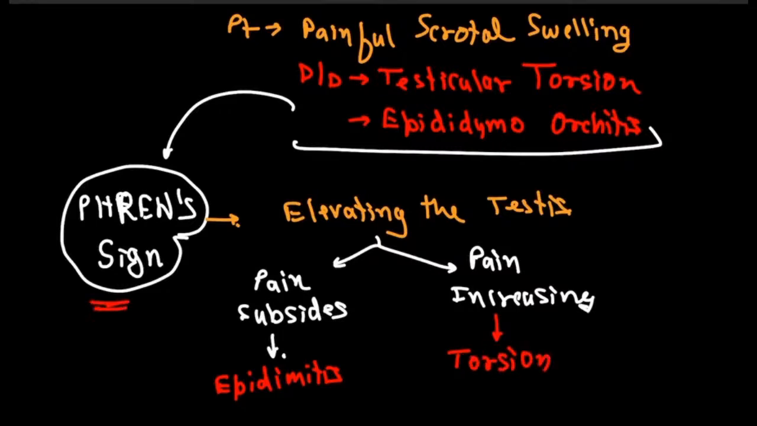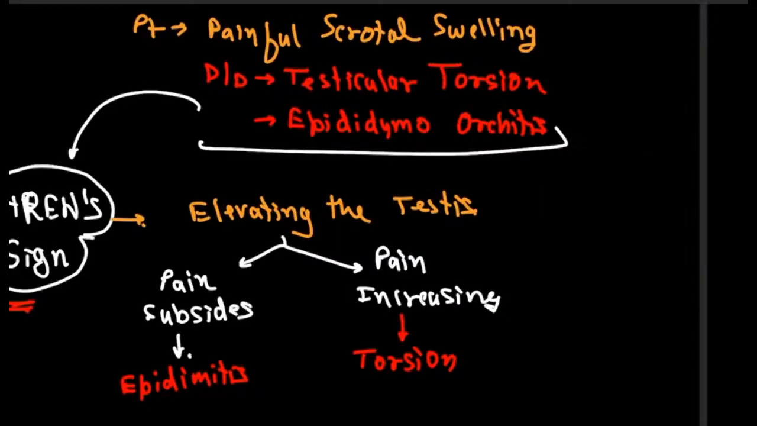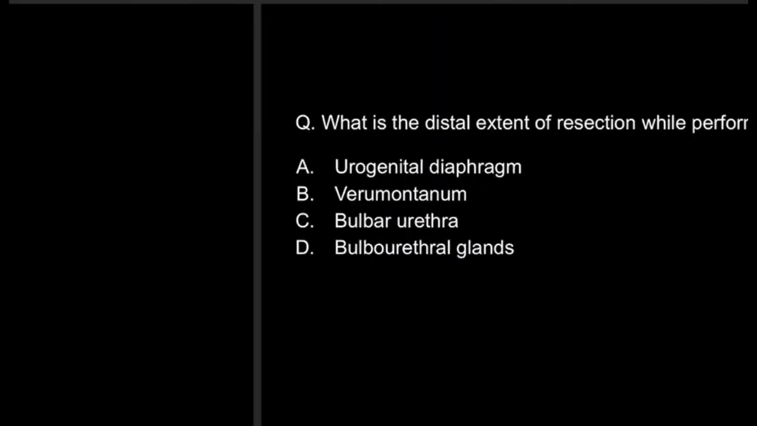Okay, so please understand this. This is what is called the Prehn sign or the Prehn test or whatever. And this is how you will distinguish it. It is a very, very important test which you absolutely need to know. If you don't know this, please go back and read this. It is absolutely essential for you guys. Prehn sign, Prehn test, whatever, how to distinguish between testicular torsion and epididymitis.